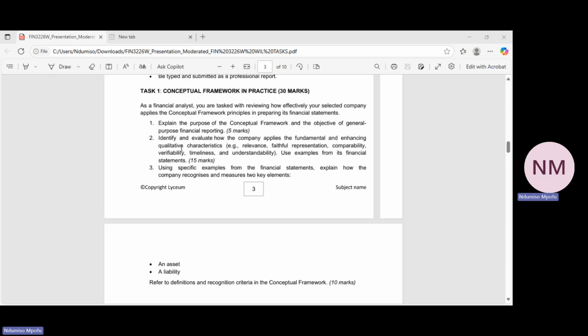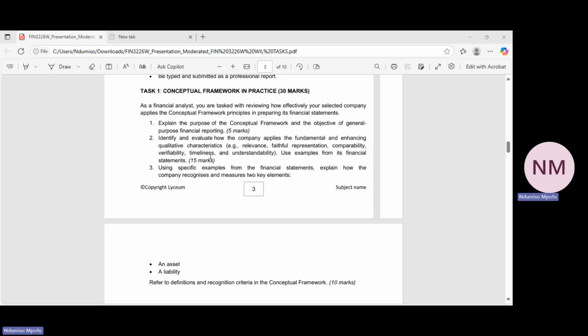So from these qualitative characteristics, you can even just select 5. You don't have to list all of them. We know you know all of them, but you don't have to list everything. Just select 5. Let's say relevance, that's 1. Faithful presentation, that's the second one. Comparability, that one. Verifiability, that's the 4th. And then you can end with timeliness. I'm not saying only focus on these. I'm saying select 5. And you explain based on the 5 that you have selected.